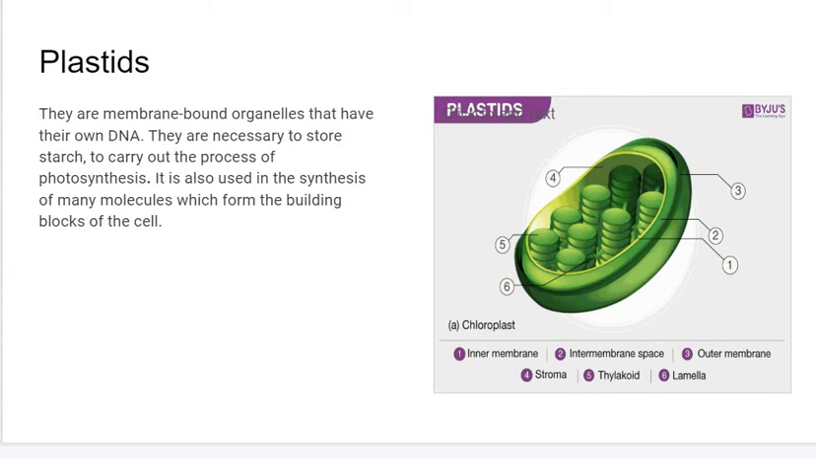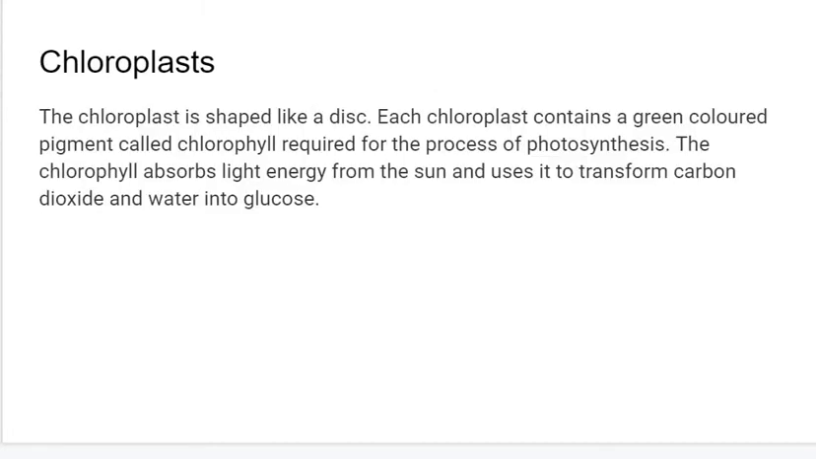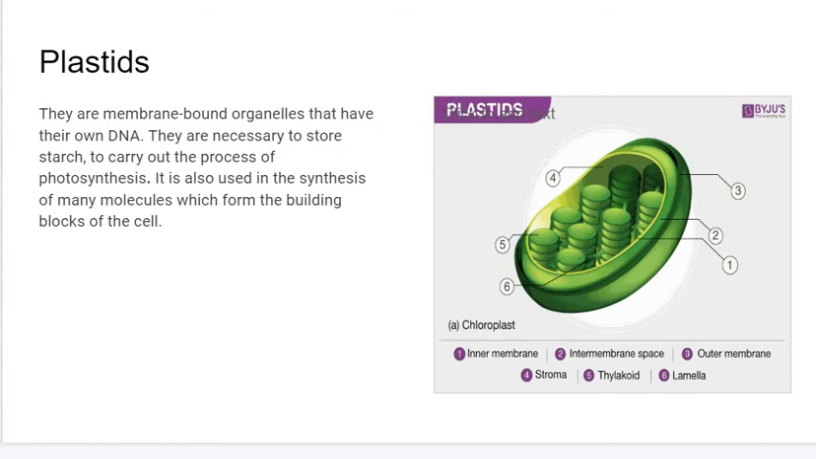Now I'll tell you about plastids. They're membrane-bound organelles that have their own DNA. They're necessary to store starch and to carry out the process of photosynthesis. They are also used in the synthesis of many molecules which form the building blocks of the cell. Now I'll tell you about the parts of a plastid. That's why these don't have pictures, since they're in this picture right here.